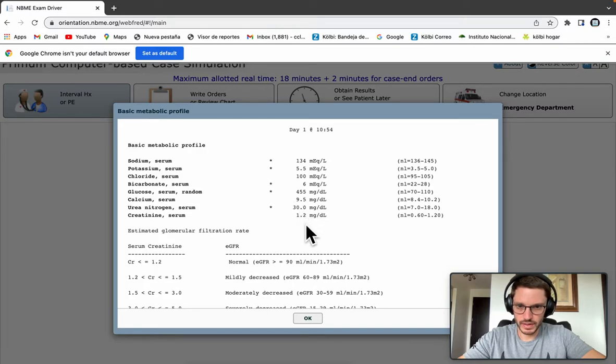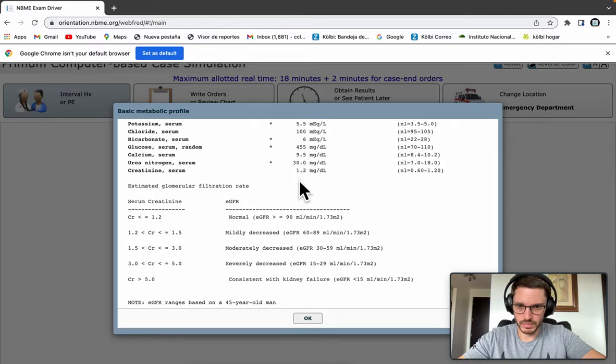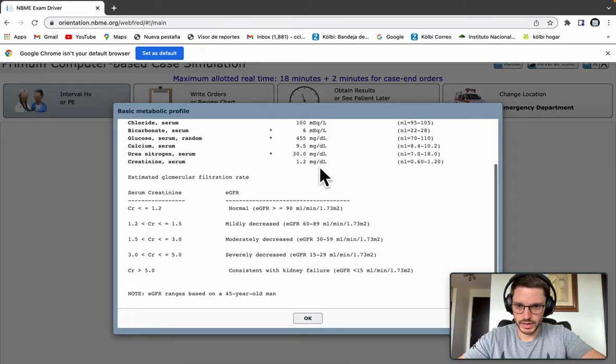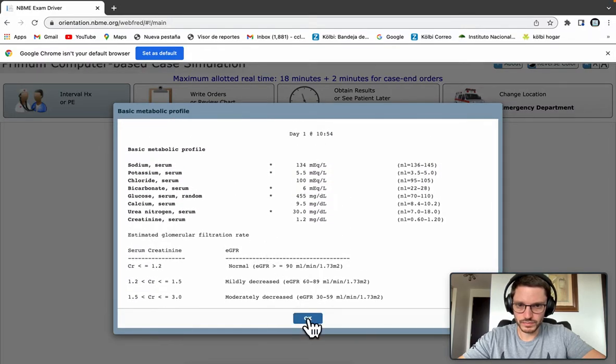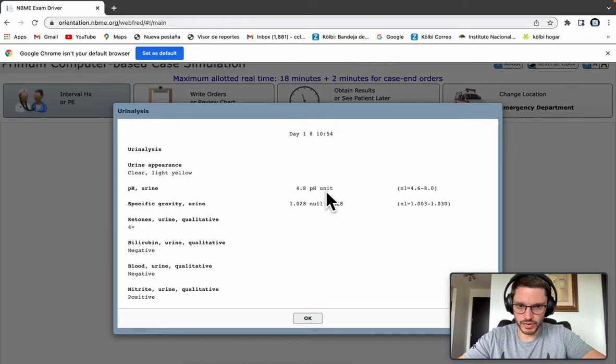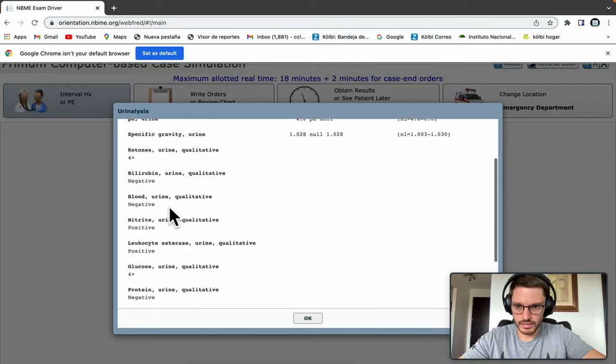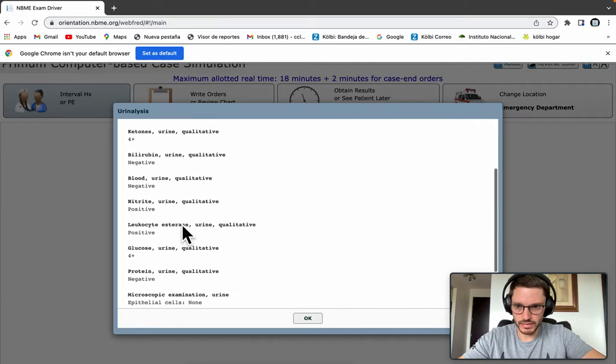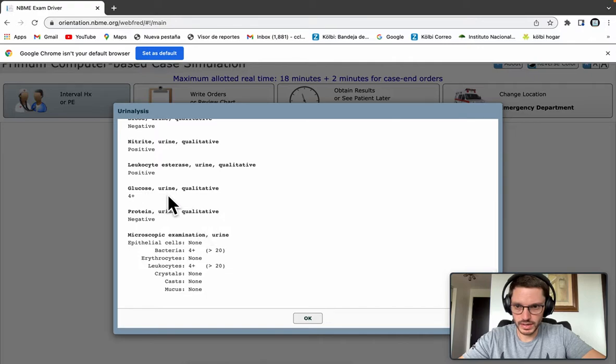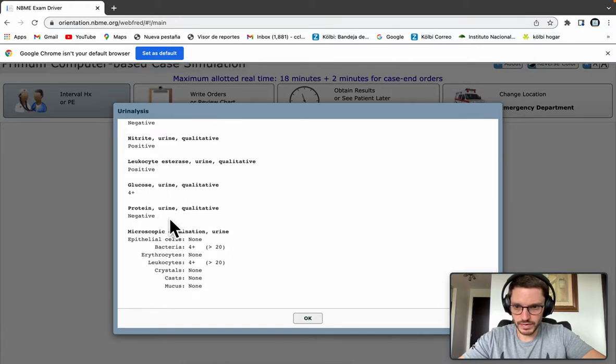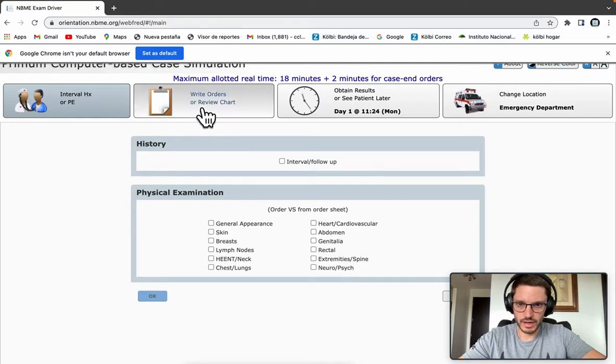Calcium 9.5, and she's very volume depleted, so that's why we're giving her fluids. This is pre-renal, so she's depleted on that. And let's see urine: pH 4.8, specific gravity 1000. Okay, clear, light yellow, nitrite positive, leukocyte esterase positive. Okay, so she might be infected. Bacteria, yeah, she has a urinary tract infection decompensating this, and she's unstable. It's a complicated urinary tract infection.